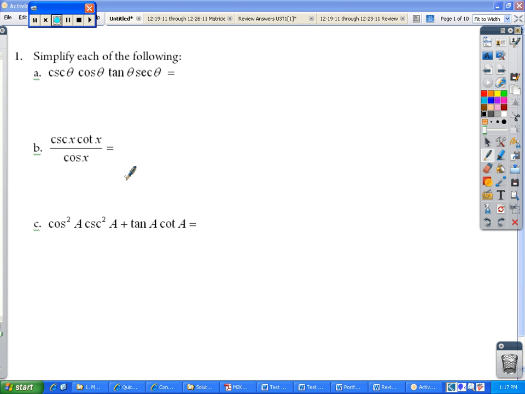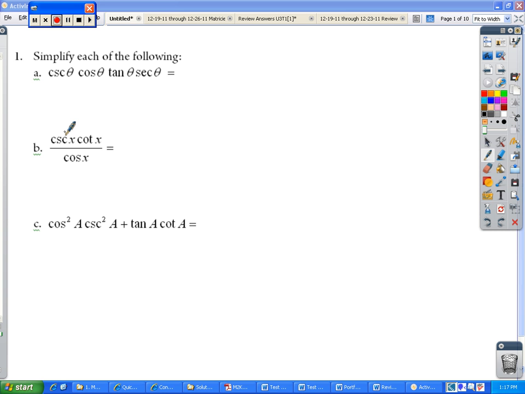Alright, so we are going to go ahead and go over the review sheet for your 3A test. In number 1, we are literally just simplifying each of these expressions into a more simple form. So for this, you're going to want to use your identities.